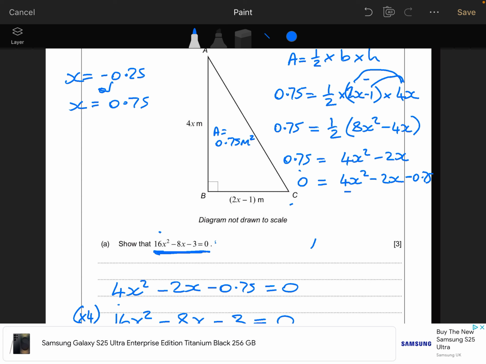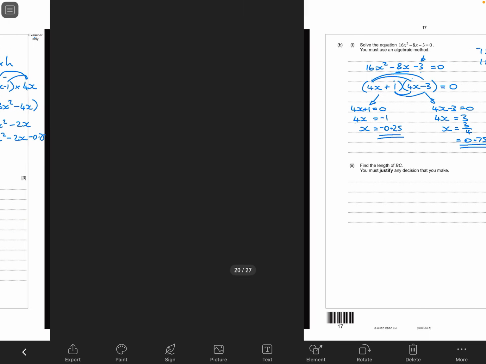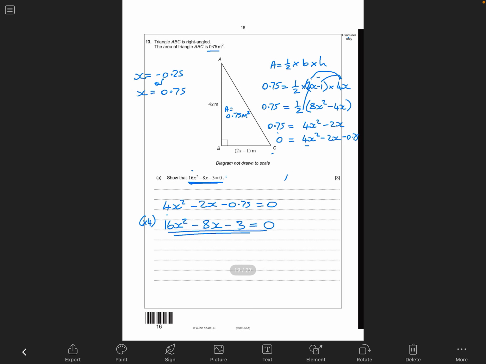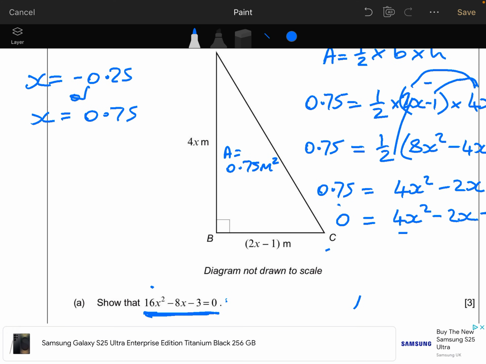Yeah. So we're looking at this now, and we're going, which one of these is the length of, what was the question? We have to find the length of BC. Okay, so looking at BC, that's the one at the bottom. BC is equal to 2x minus 1.